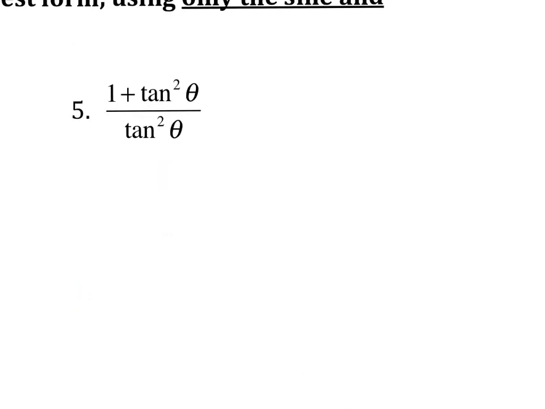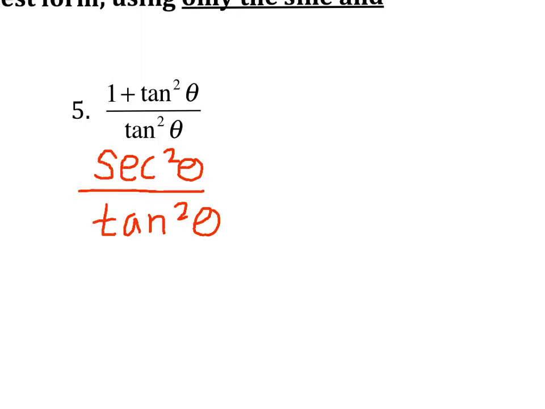Looking at number 5, there are a few different ways we could go about doing this. Some of you might divide everything in the numerator by tan squared, but what I'm going to do is focus on this 1 plus tan squared, and I know that that fits one of our Pythagorean identities. So 1 plus tan squared is equal to secant squared. Now, I know this cannot be my final answer because it's not in terms of sine and cosine.